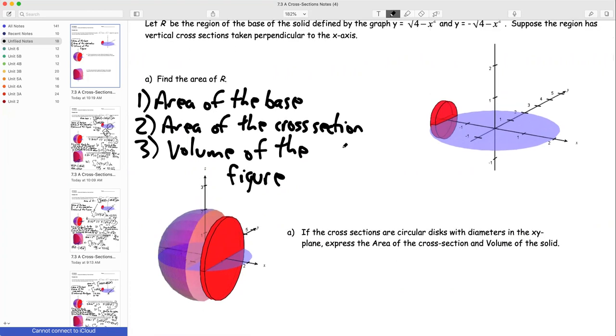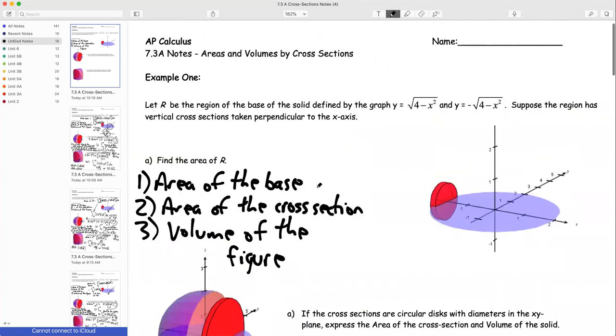And the third thing is the volume of the figure. So if I were to take all of the squares from -2 to 2 there and group them together, it would make a sphere. That's like the purple shape here in this second example. If I were to take all the circles together. So those are the three things.